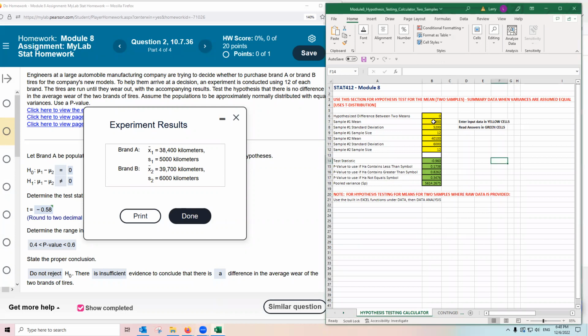So for sample 1, they're telling me 38,400. Standard deviation 1 is 5,000. The sample size is 12. Let's go to sample size 2. The mean is 39,700. The standard deviation is 6,000. And the sample size is 12.